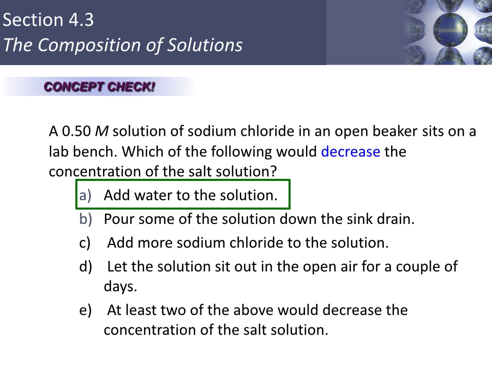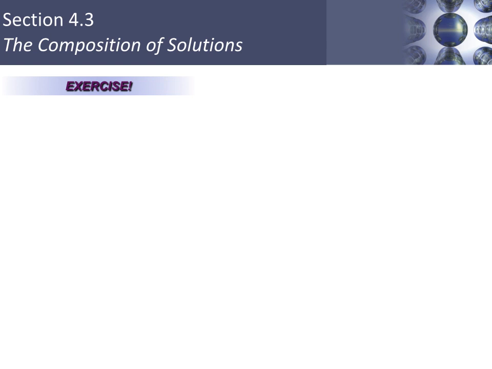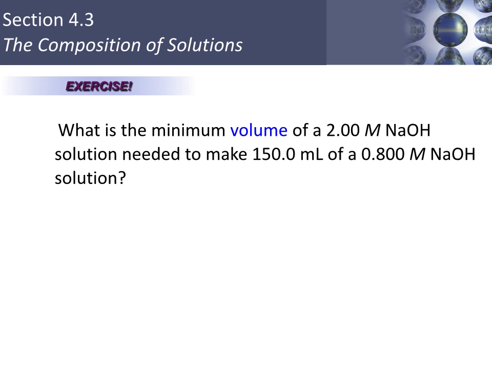Let's look at another problem. What is the minimum volume of a 2 molar sodium hydroxide solution needed to make 150 milliliters of a 0.8 molar sodium hydroxide solution? This is an M1V1 equals M2V2 problem. Go ahead and pause it here. Okay, if you got 60, you would be correct.